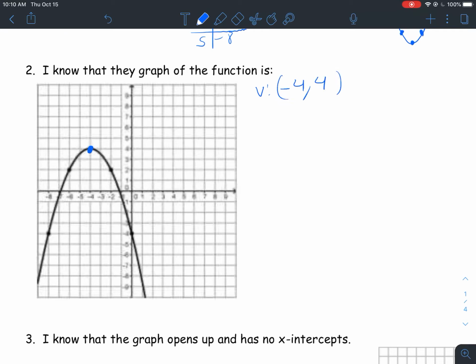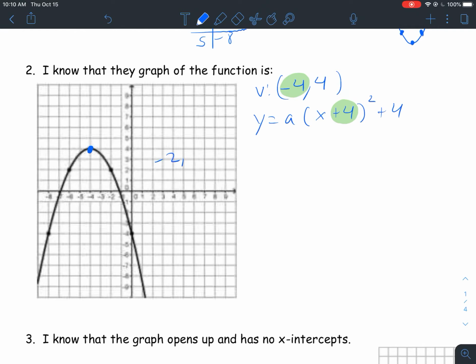All right, so we can plug that into our vertex form. We'd have y equals a times x plus 4 squared plus 4. So notice how this was a -4 for my x value, but remember, when you put your x value into your equation, the sign changes. All right. So next, we're going to go ahead and plug in another point.